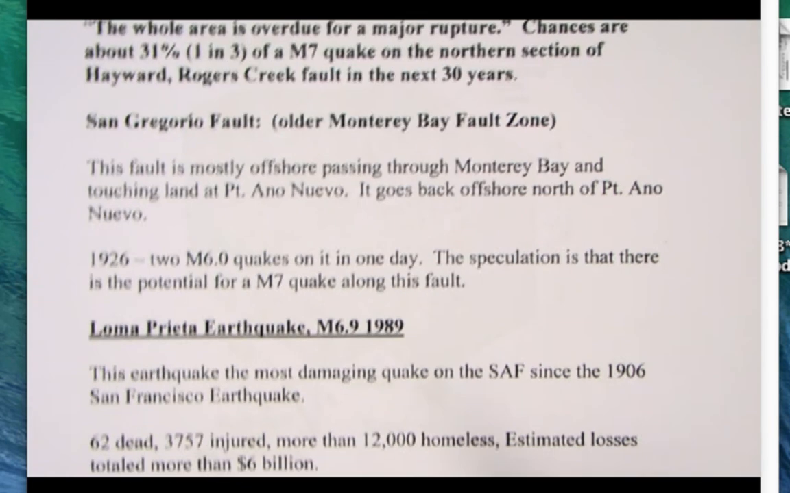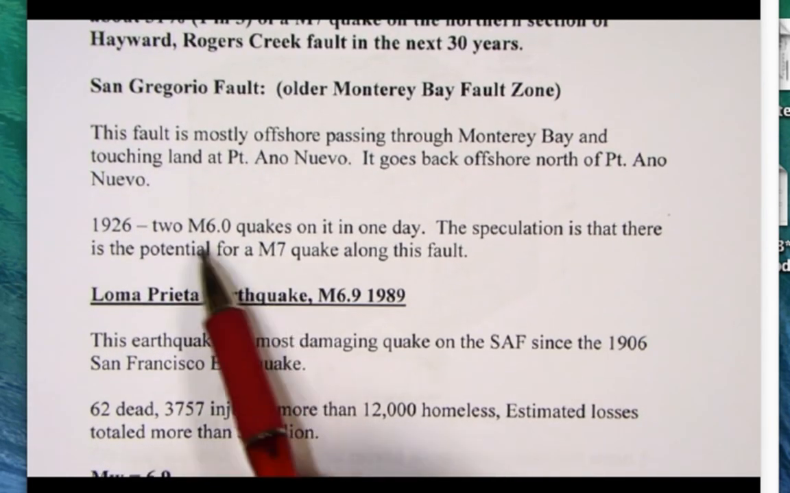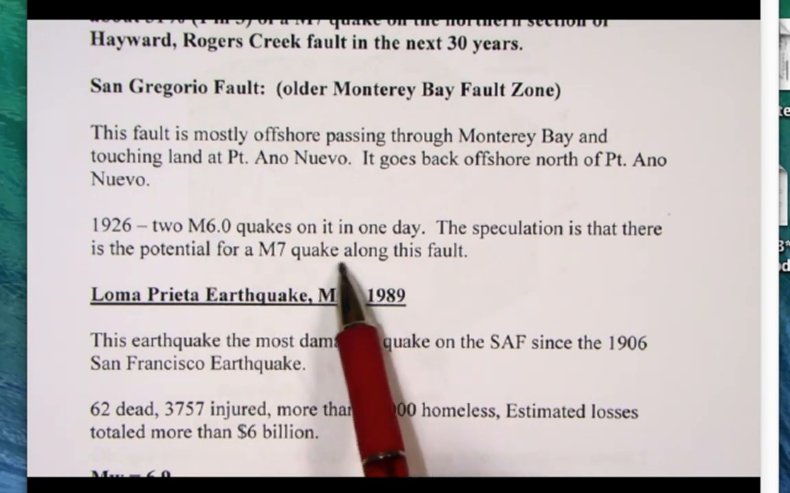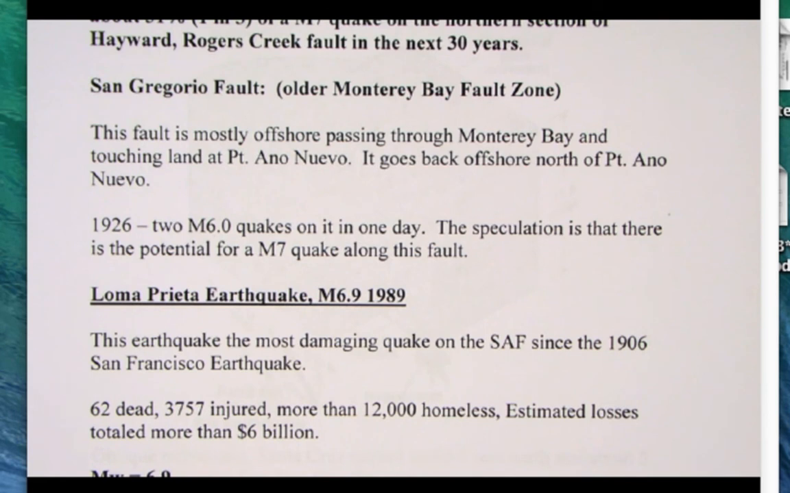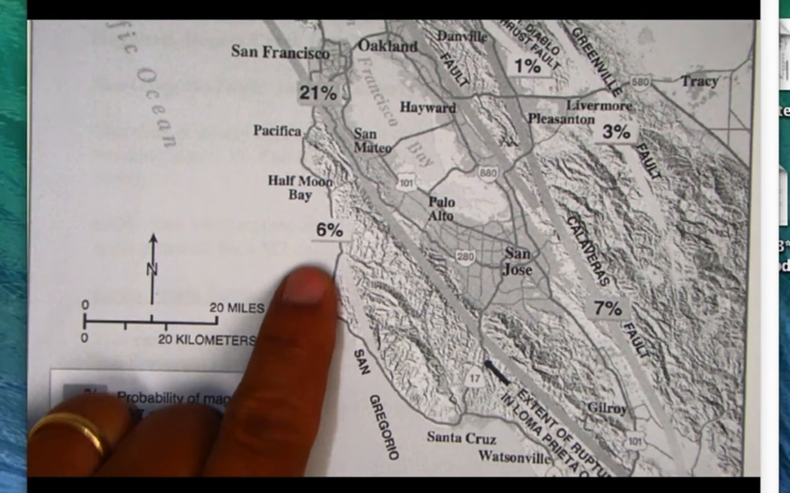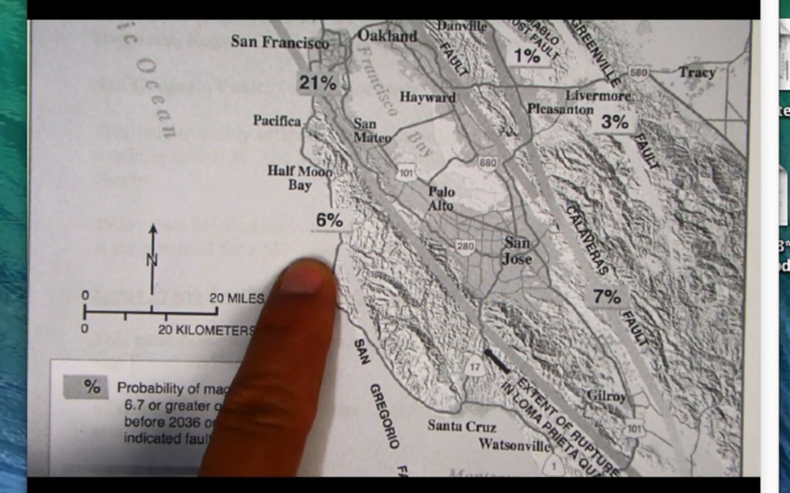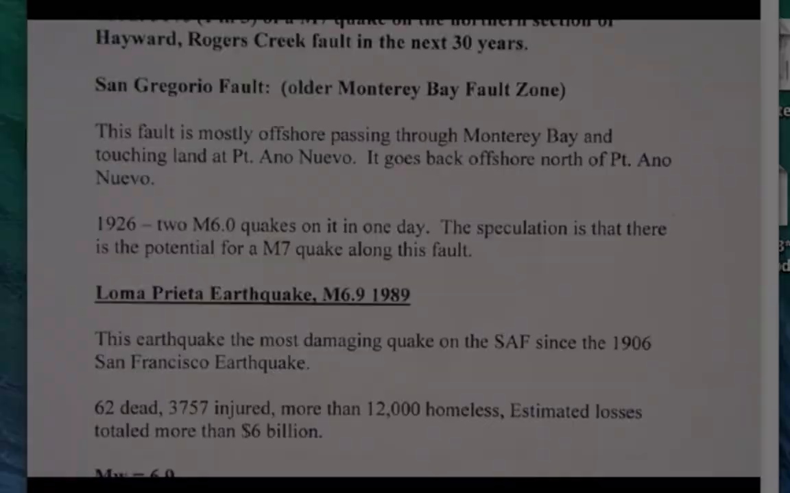And just to note some important earthquakes there, in 1926, there were 2 magnitude 6 earthquakes in the same day on that fault. And so there is speculation that this one can also have a magnitude 6 earthquake or larger. And note that it's a 6% chance for this San Gregorio Fault here, right? So it does have potential for a large earthquake as well.